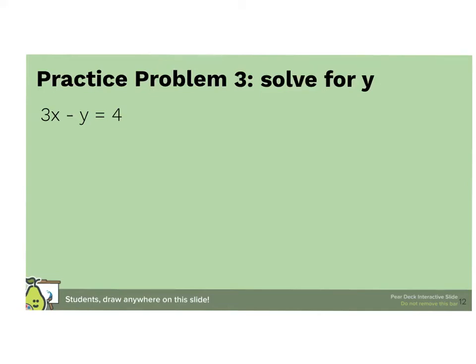All right, so again, I want the y by itself. It's not a y, it's a negative y. And I'm going to put a 1 in front of it just so I know there's a 1 there. So I still need to get rid of this 3x, right? The 3x needs to be on the other side. It's positive, so I'm going to do the opposite and subtract it.